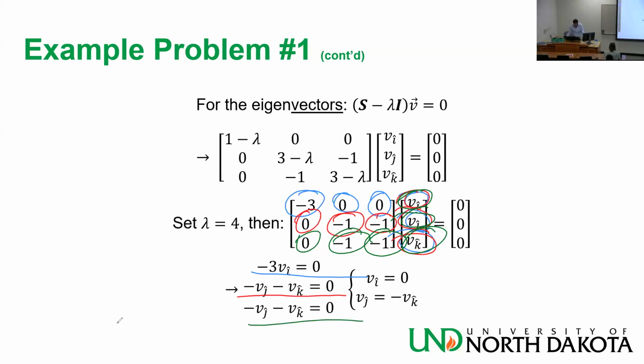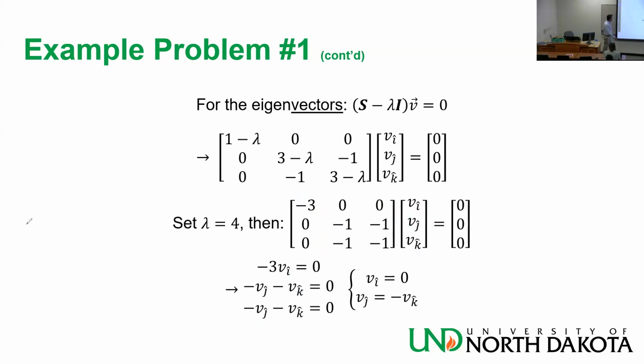What you see here with the 3 equations at the bottom is that VI is clearly 0, right? And then I have 2 equations that are the same, which would be any value. That gives me free choice. I know that Vj is equal to minus Vk. I get an infinite amount of possible answers.